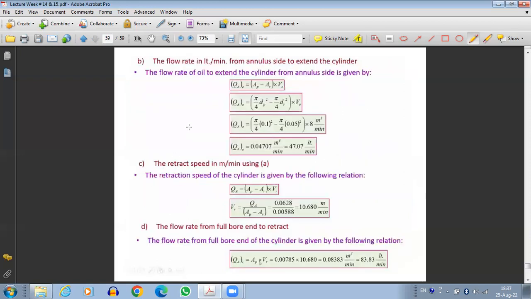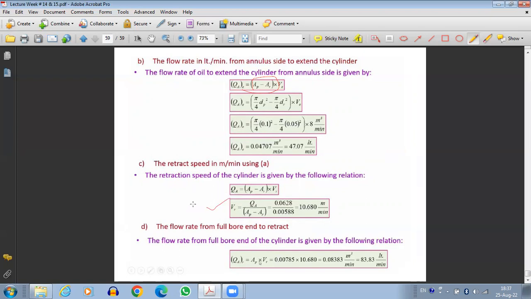So then the next thing would be to find out the flow rate from the annular side to extend the cylinder. So from the annular side, we will be using the area AP minus AR. Since we know the diameter of the bore as well as the diameter of the rod, we can use that to find out what will be the flow rate. Corresponding to flow rate, we can find out what will be the retraction velocity.